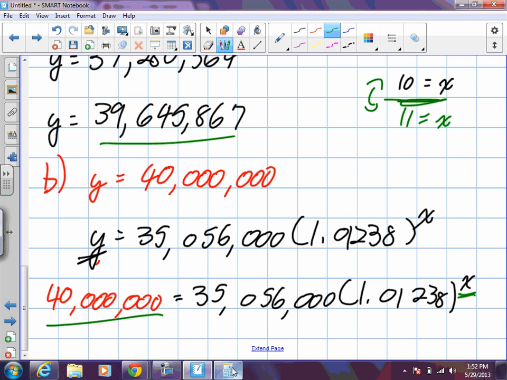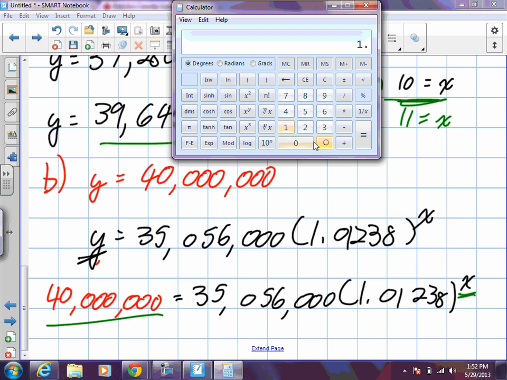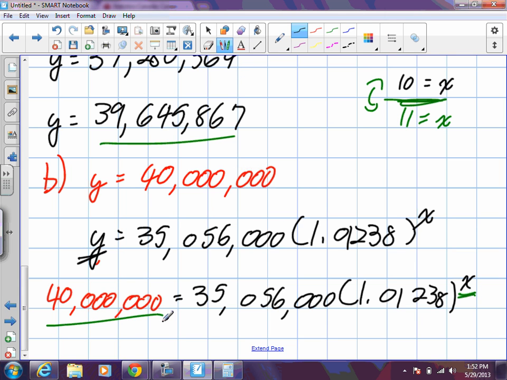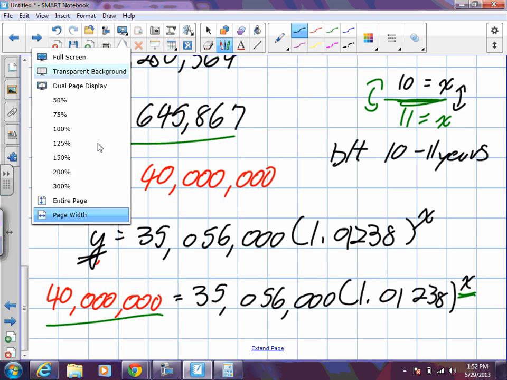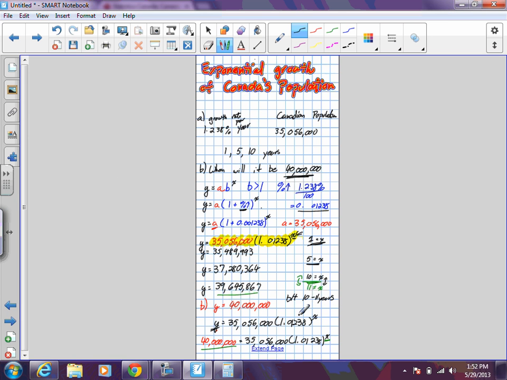So 1.01238 to the power of 11 times 35,056,000. There it is. Over 40 million. So it's like 40 million, 13,000, something like that. So we know between years 10 and 11. So between 10 to 11 years, the Canadian population will reach 40 million people. Okay, so we had to do a little trial and error. We plugged in values of x to solve for that.